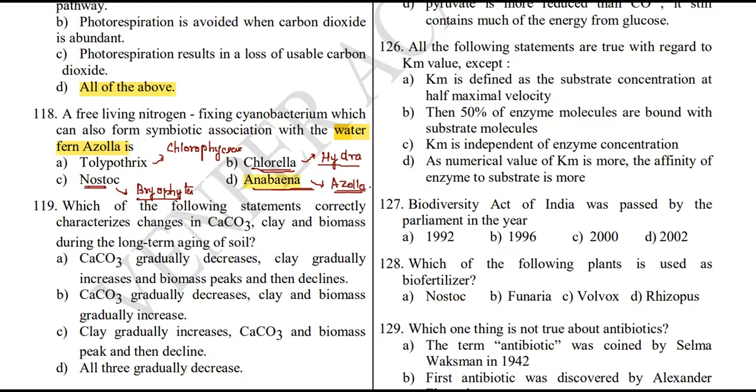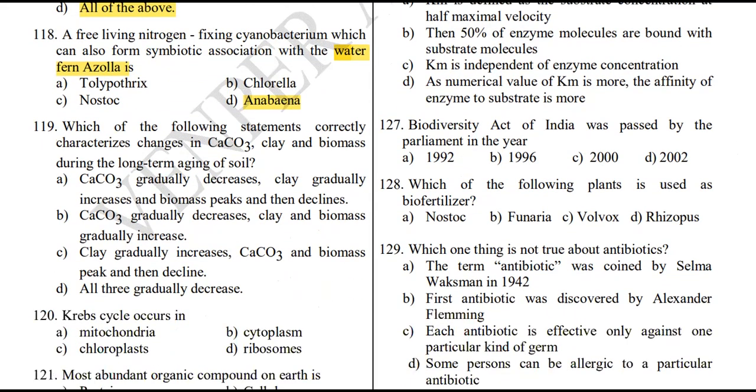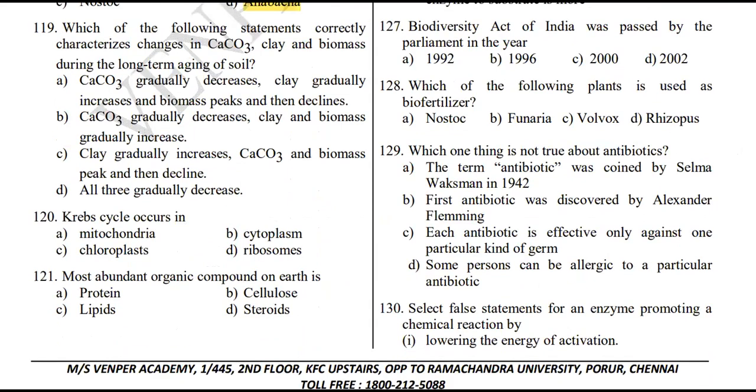Okay, yes. The next question: which of the following statements correctly characterizes the changes in the calcium carbonate, clay and biomass during long-term aging? Suppose the soil is present for many, many long years. What would have happened? The calcium begins to deplete, right? The calcium begins to become less. As calcium is going to be less, the stones, everything which is present, become less, then some amount of clay is going to increase and the biomass is going to increase. But if it also stays for a long period of time, even the clay and even the biomass will also decrease. So our answer is very simple. It's going to be option A.